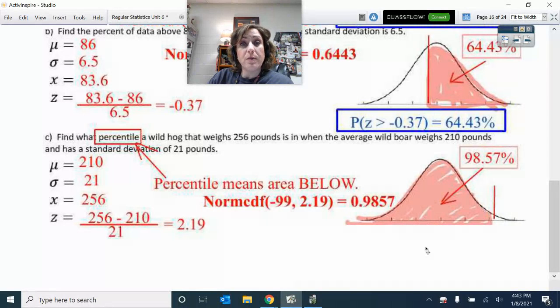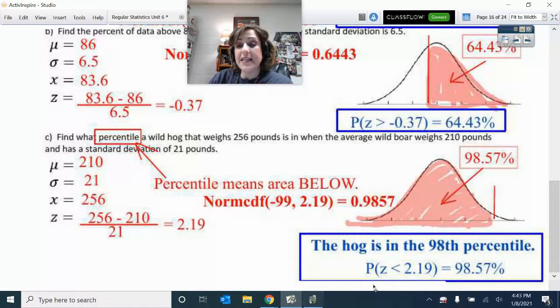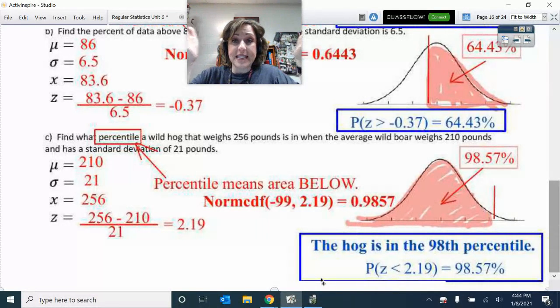So the question asked what percentile are we in? It didn't ask you really if you were doing the notation, you would do the probability that z is less than 2.19, but this is essentially you're in the 98th percentile because you're not above 99% of hogs yet. You're still just in the 98th percentile. So there you go. All right, I hope that you have gotten that down between the areas below, above, and in between.